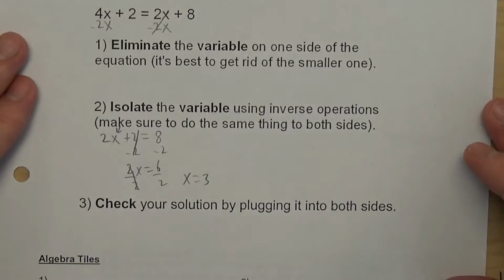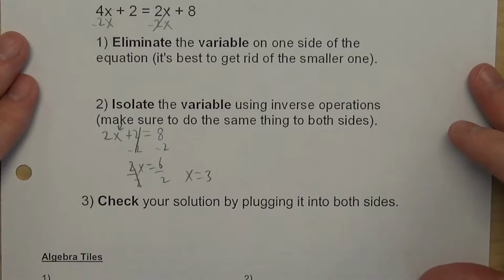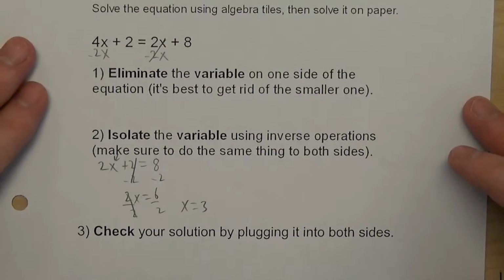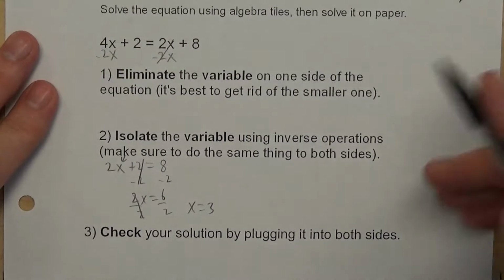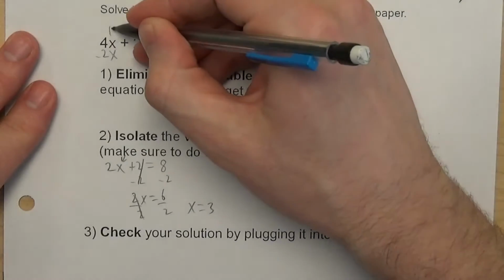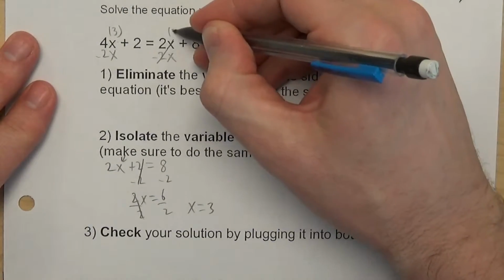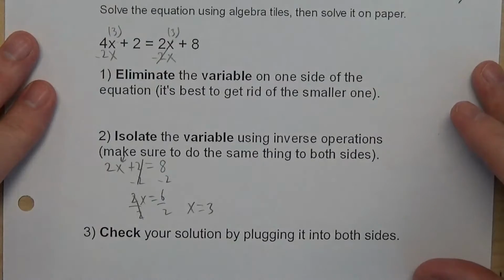Step number 3 today is to check the solution by plugging into both sides. What we're looking for is to make sure that the two sides really do come out to be equal. So we found that the solution is 3. Anywhere we see x in the equation, we're going to plug in 3 and see if the two sides come out equal.